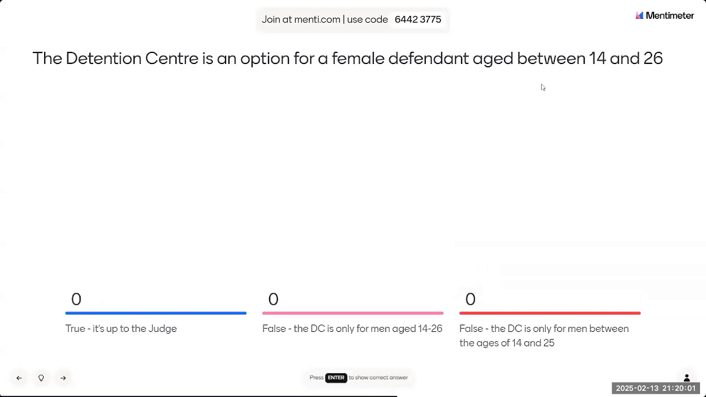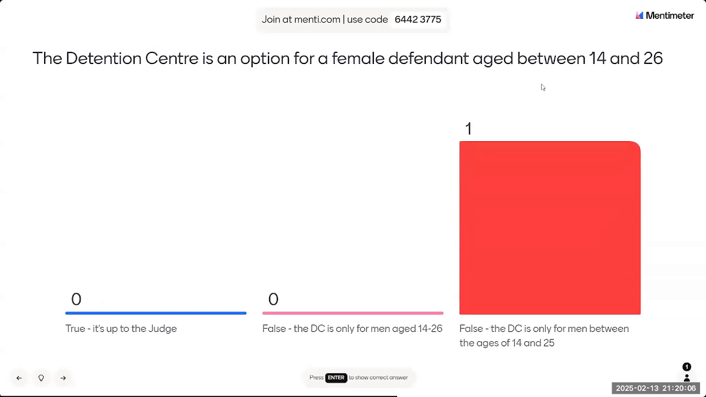DC is an option for a female defendant aged between 14 and 26. True, it's up to the judge. False, the DC is only for men aged 14 to 26. False, the DC is only for men between 14 and 25. Yeah, it is C. 14 to 25.